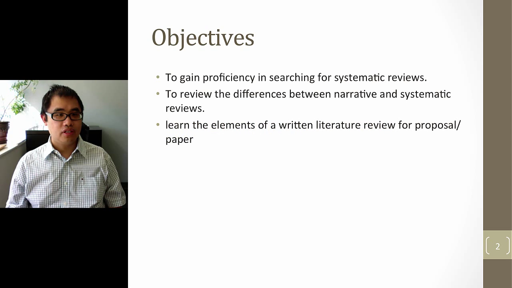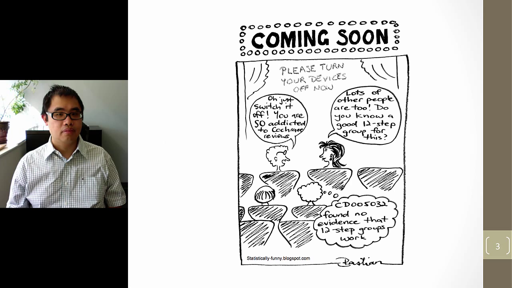So the objectives for today, we're going to try to gain proficiency in searching for systematic reviews. We'll review the differences between narrative and systematic reviews. And we'll learn the elements of a written literature review for a research proposal and paper. Here's a comic about a Cochrane review.